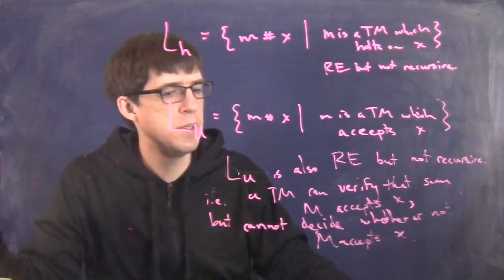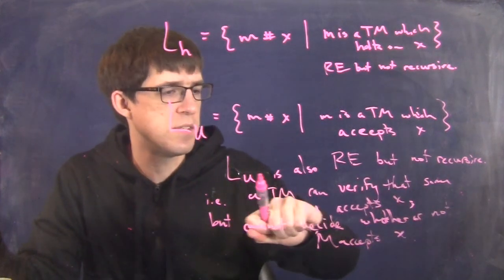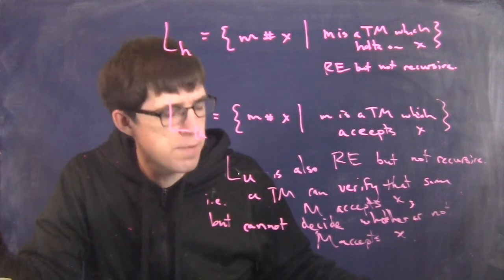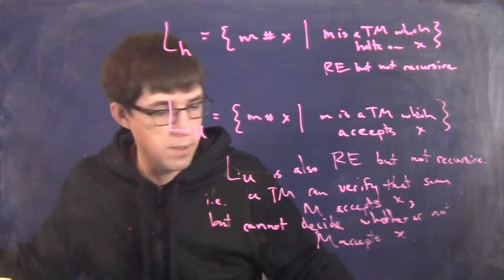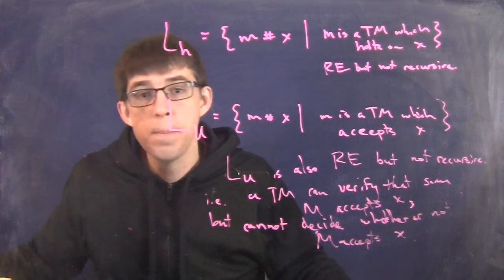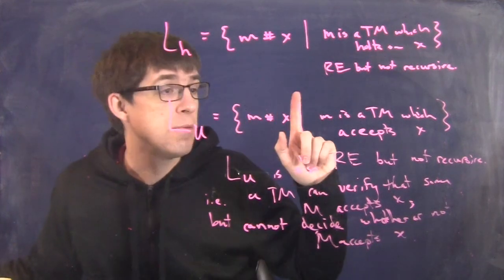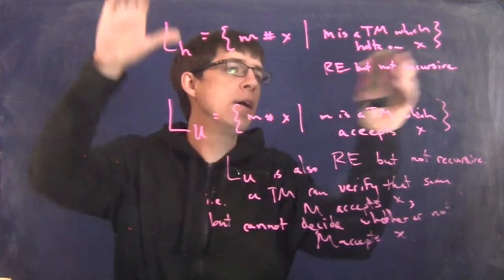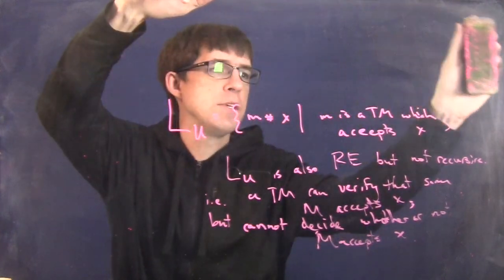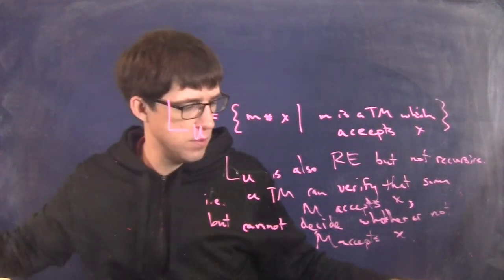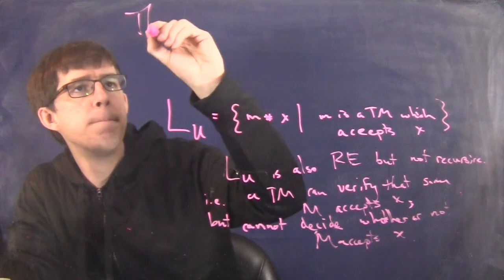All right, this is what it means when I say something is RE but not recursive. Okay, now I'm going to tell you what is the language which is not even RE. If you're following so far, this is not so hard. I'll write this as a theorem.